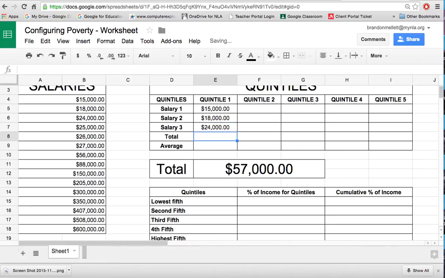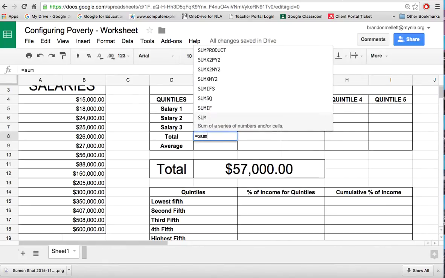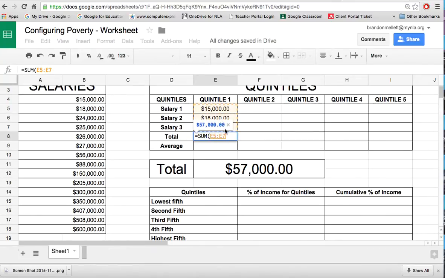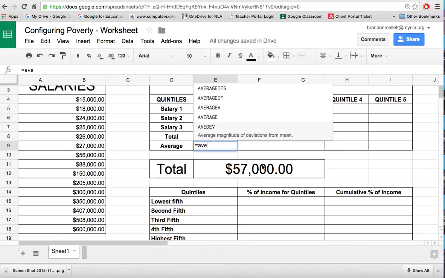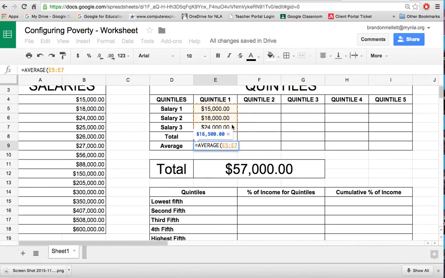We have to total up each quintile, so we're going to go sum. And here's the formula here, if you missed it. So we're adding up the total there, and then we need to find the average of quintile 1. So we would just type in equals average, highlight these three cells, and we'd find out that $19,000 would be the average for this quintile. Now we need to do this for all the quintiles.